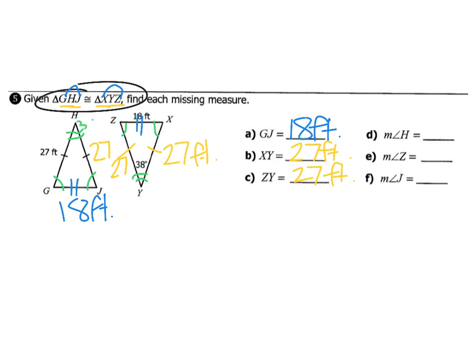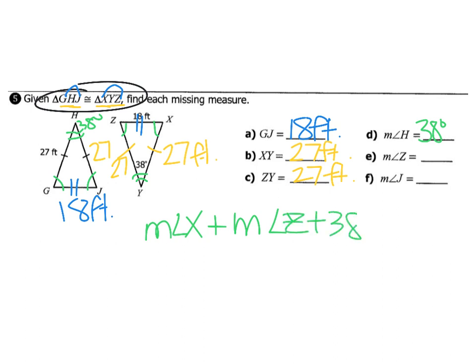Okay, so this one is 38. So right off the bat, we know that H is also 38 degrees. And if we want to find the base angles, we know that the measure of angle X plus the measure of angle Z plus 38 has to equal 180. All right, now we know the measure of angle X and the measure of angle Z have to be the same. They have to be congruent, okay?